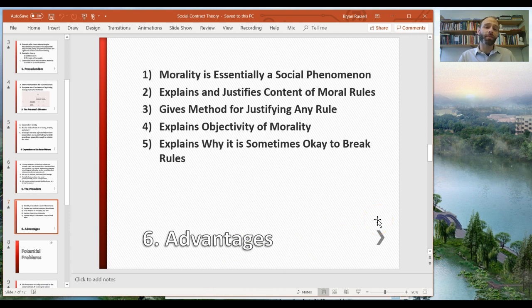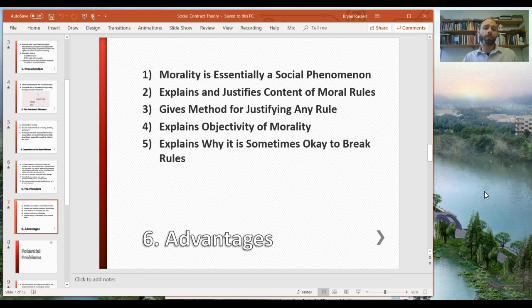Along the same lines, it gives us a method for justifying any rule. So we don't just have to fall back on intuition and say something like, well, can't you just plainly see that killing people is wrong? Because somebody might not see, right? And so it gives us a method for justifying the rule. What procedure do we go through? We have to first consider what free, equal people would agree to for their mutual benefit, and see if the action that we're considering, whether it's right or wrong, is the sort of action that would be allowed by the rules that free, equal people would come to for their mutual self-interest.